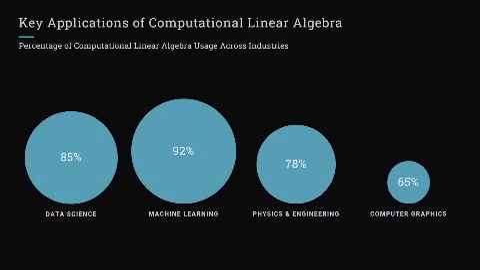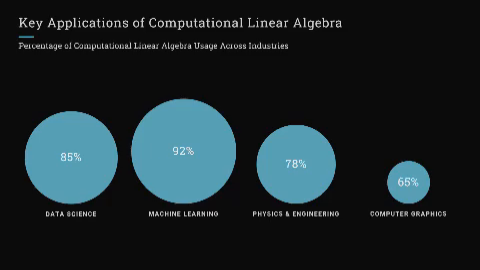Now we have some key applications of computational linear algebra in the real world. Computational linear algebra is crucial in many fields. CLA contributes to 85% usage across industry in data science, which is a pretty big portion to be considered. Machine learning contributes 92%. Linear algebra underpins much of machine learning from optimization to dimensionality reduction.